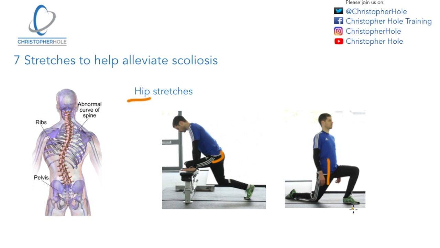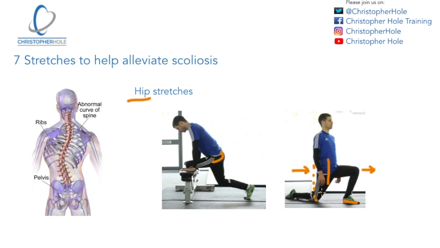Now again, all you're looking to do is you're on one knee, with this knee on the floor and this foot on the floor. Now what you do is you take your hips forward, so you'll see my knee goes forward as well. My hip then goes in front of this knee, so you start with your hip in that sort of position.